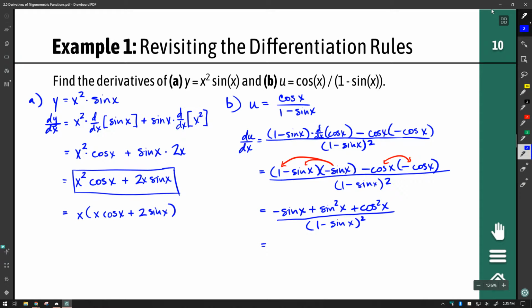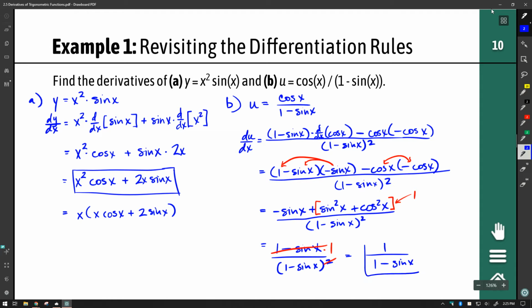And finally, you may notice that there's a trig identity here. That sine squared of x plus cosine squared of x, what is that? It's 1. That's the first Pythagorean identity. So I can write then 1 minus the sine of x over 1 minus the sine of x quantity squared. And because we have a factor of 1 minus sine x in the numerator and the denominator, that whole thing can cancel. And that means we have as a final answer 1 over 1 minus the sine of x.